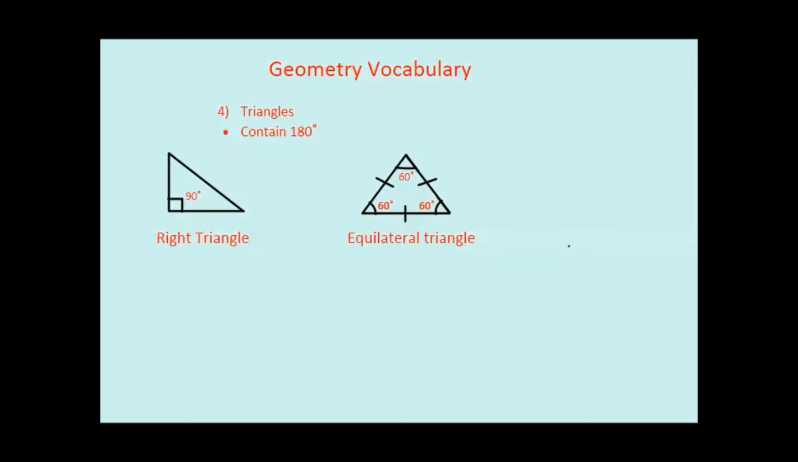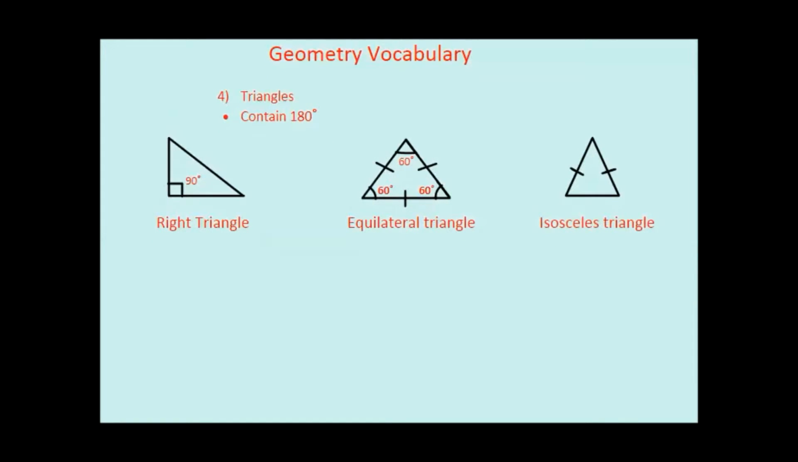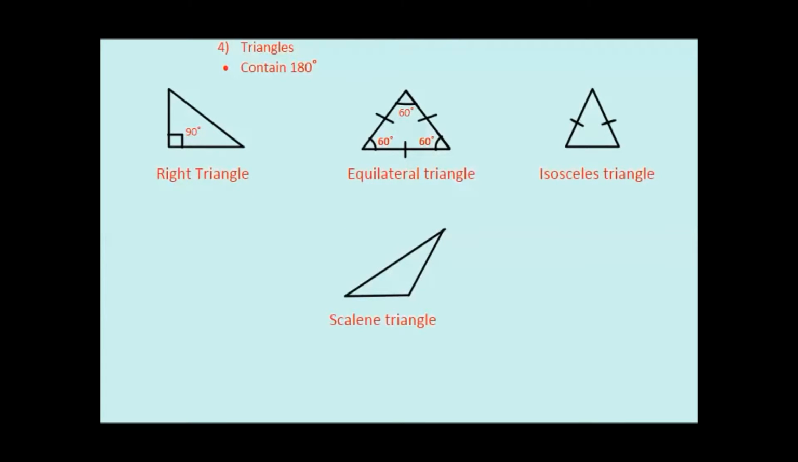Then there's the isosceles triangle. In an isosceles triangle, only two of the sides are the same length. We can also have scalene triangles. For this kind of triangle, no sides are the same length, and all the angles are different sizes.